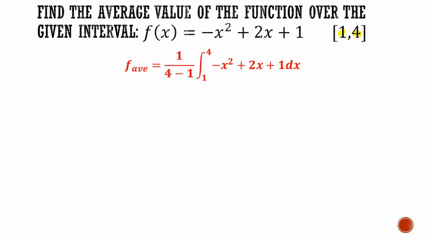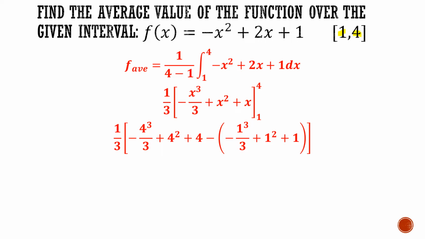And so from here, I just simply clean it up and integrate. So I have 1/3, from the 1 over 4 minus 1, times the integral of this, which was negative x cubed over 3 plus x squared plus x from 1 to 4. So I get 1/3, and then I plug in my bounds. Notice I put the 1/3 outside of the parentheses, so I make sure to distribute it to every piece of this. But I have negative 4 cubed over 3 plus 4 squared plus 4 minus, and then plugging in 1 to the bottom, I get negative 1 cubed over 3 plus 1 squared plus 1.